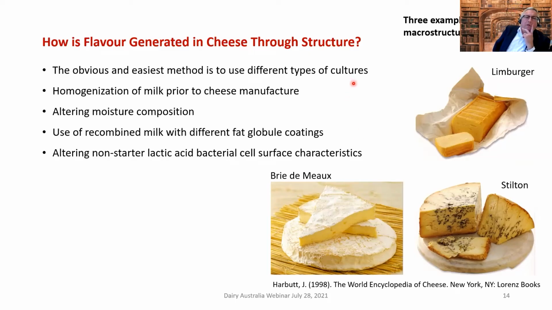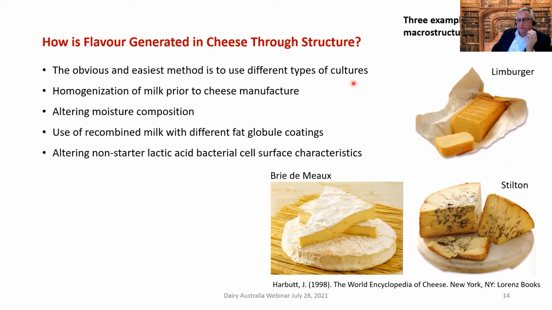The most obvious and easiest method is to use different types of culture to change the flavor. And that's what we've done for 100 years or more. Another way is to homogenize the milk, as I showed you before. We can alter the moisture composition. We can also try a little trick by using recombined milk and put different coatings on the fat globules. So that requires homogenization as well.